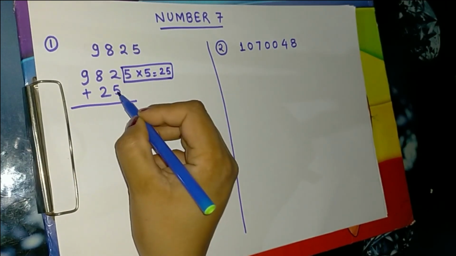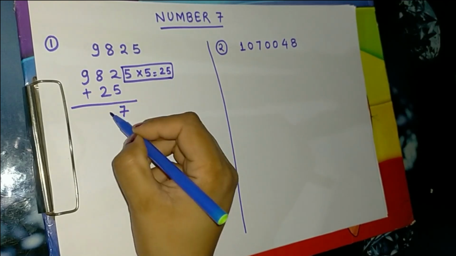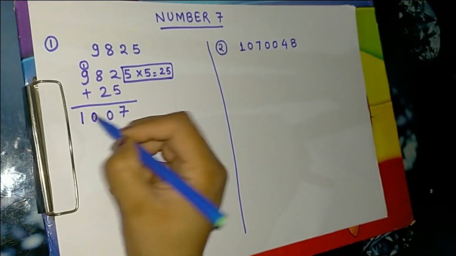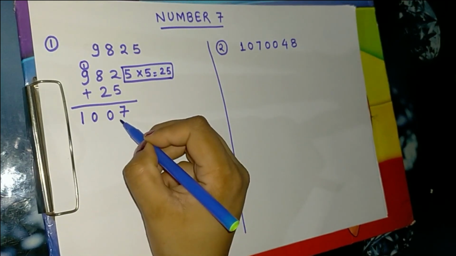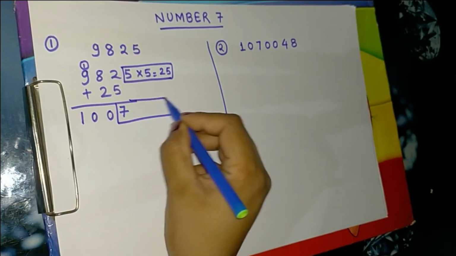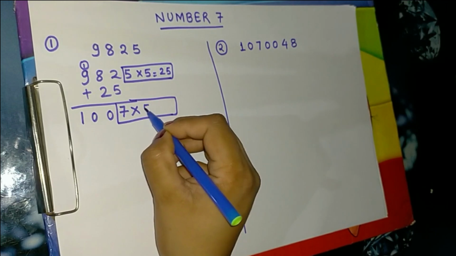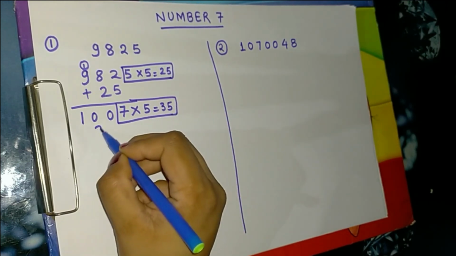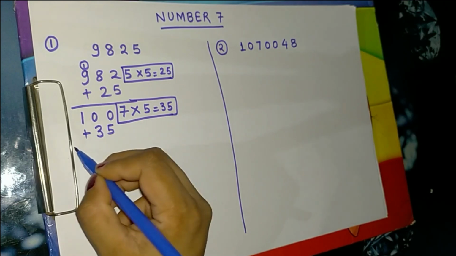So here, 2 plus 5 is 7, 8 plus 2 is 10, 1 is here, 9 plus 1 is 10. So here we get 1007. Again we need to multiply the last digit of this number, that is 7, by 5. So 7 cross 5 is 35. Again we need to add this number 35 to the rest of the digits.